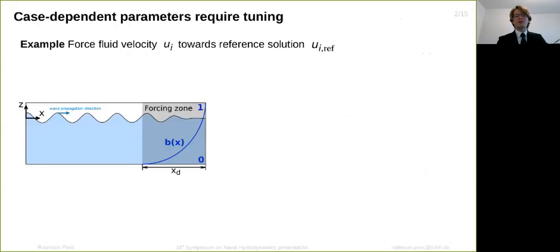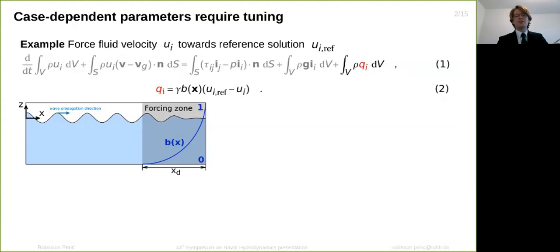So let's have a look at one example. We have a wave traveling to the right into a forcing zone, and we want to force fluid velocity u to some reference solution, for example, to 0 to damp the wave. Then you see here the Navier-Stokes equations, the momentum conservation equation in gray. And we add at the right-hand side a source term, qi, which is a function of the difference between our velocity and our reference velocity. And the three case-dependent parameters are in here.